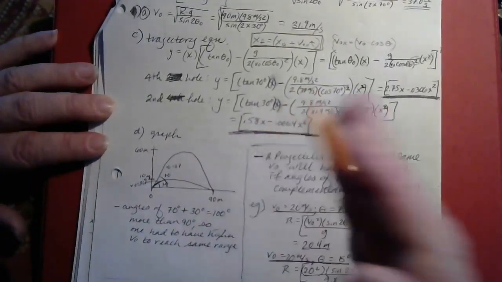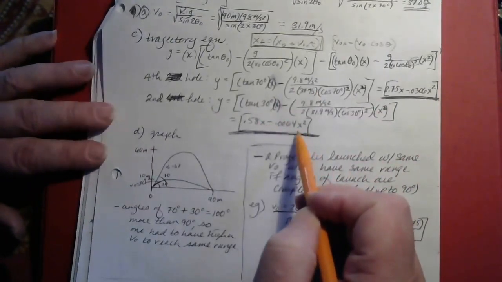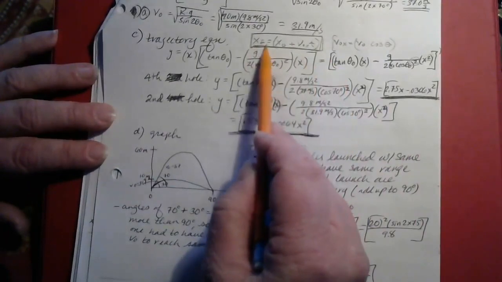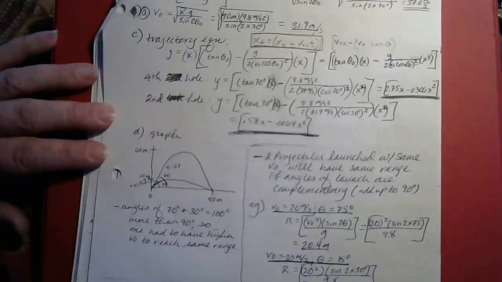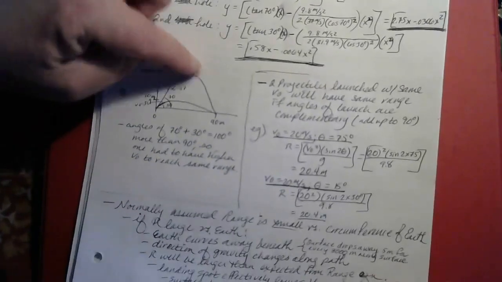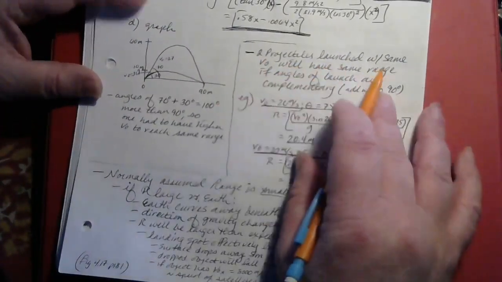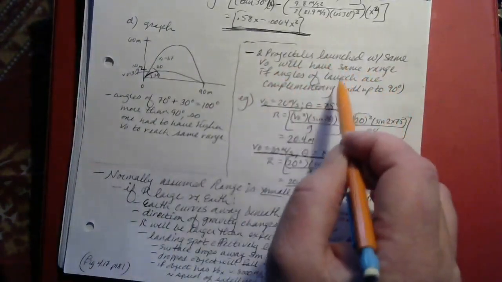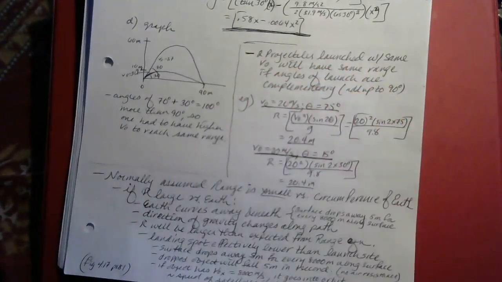If you wanted to find an actual number for the y coordinate, you would first need to know the x coordinate at that particular moment, which you can get from this equation here. But again, in order to find this, you would need to know the time. And they didn't tell us the time, so we can't find a number. And the graph would look something like this with parabolas, but I'm not going to spend a long time on that. Anyway, two projectiles launched with the same original velocity will have the same range if the angles of launch are complementary. In other words, if the angles of launch add up to 90 degrees.